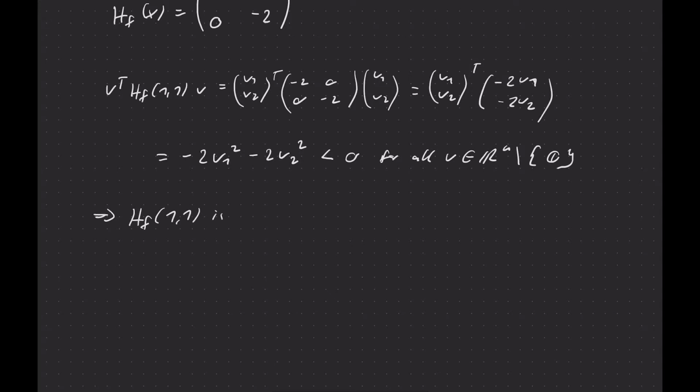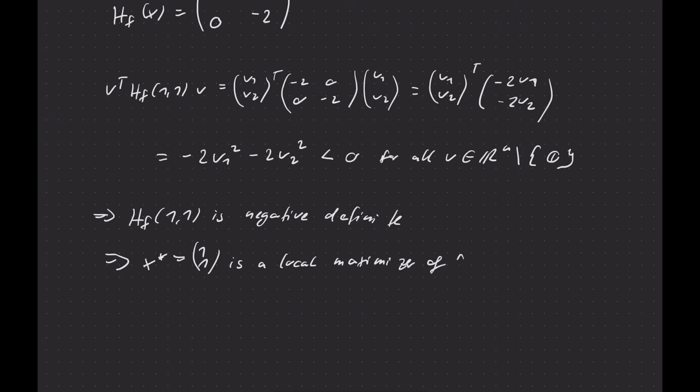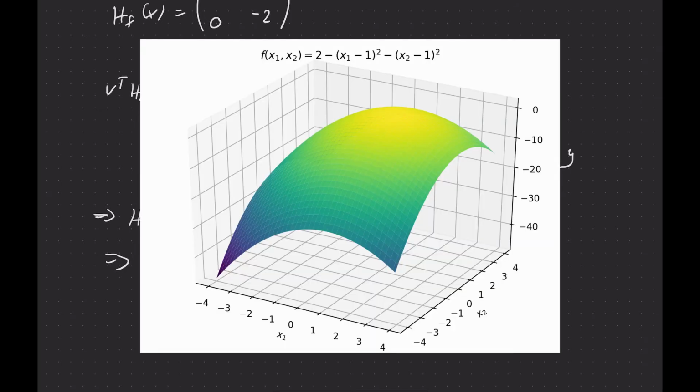Hf(1, 1) is negative definite. And of course what that means, by the theorems that you will hopefully remember, is we have a local maximizer. So x star = (1, 1) is a local maximizer of f. And I'll show you the plot once more so that you can verify this actually looks right.